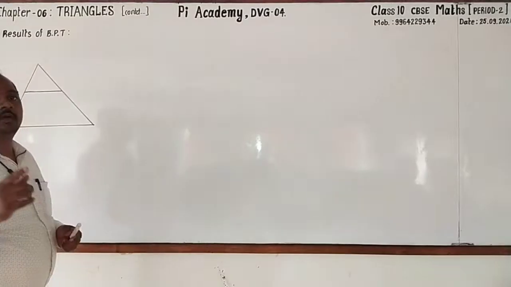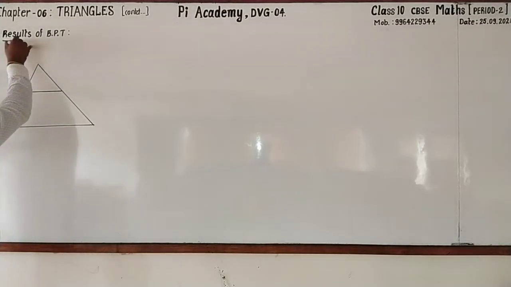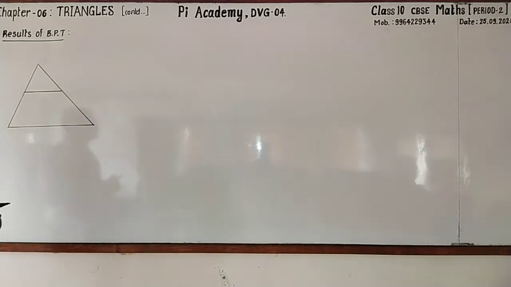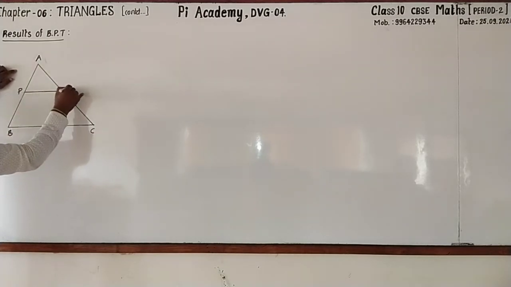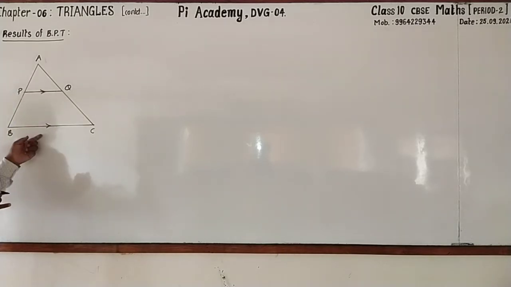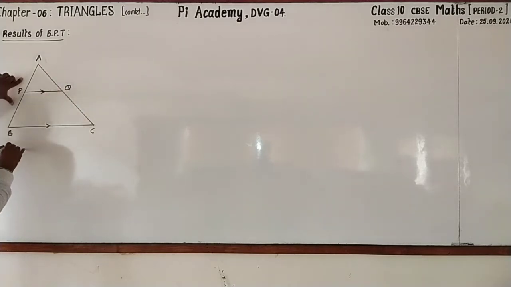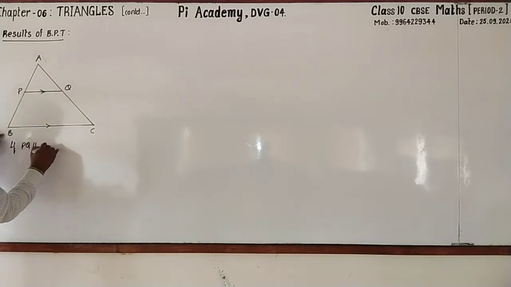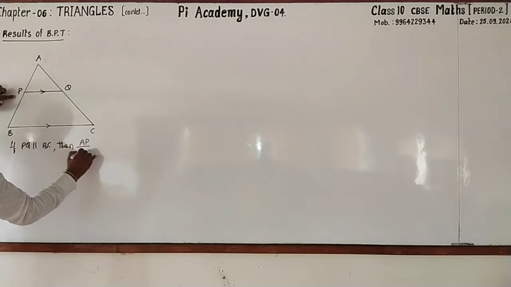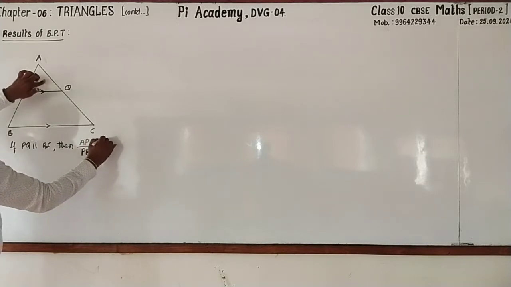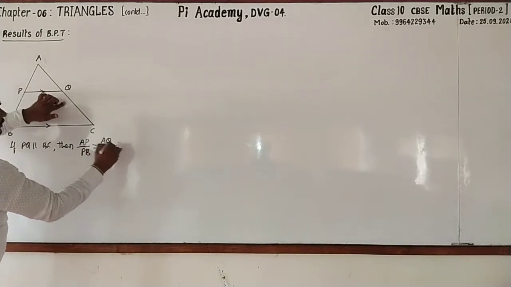Copy this quickly. Dear students, we have two important results of BPT, Basic Proportionality Theorem. We shall go for recalling that. You all know what BPT is. In any triangle, if a line is drawn parallel to a side, then it divides the other two sides proportionately, right? We write it in this way. Here, if PQ is parallel to BC, then how do you write? It is AP by PB, which is equal to AQ by QC, right?